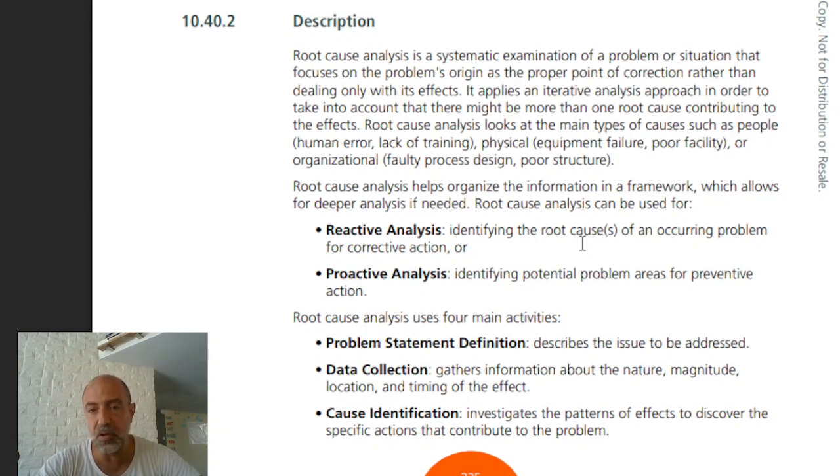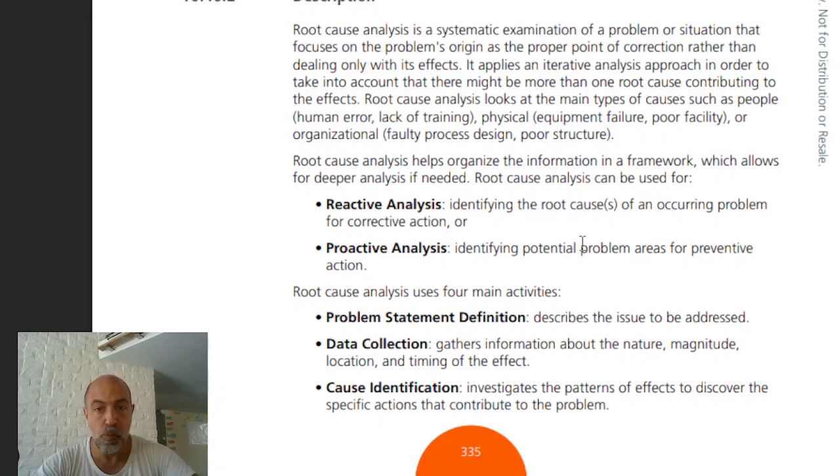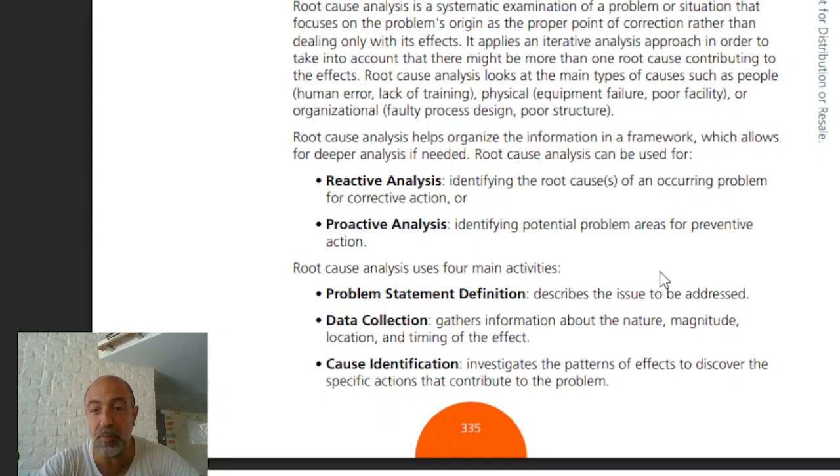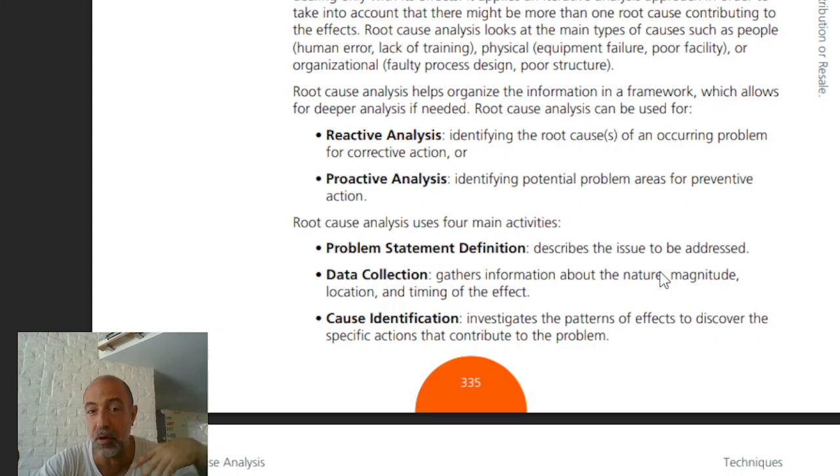Root cause analysis looks at the main types of causes such as people, human error, lack of training, physical equipment failure, or organizational faulty processes. It helps organize the information in a framework which allows for deeper analysis if needed. It can be used for reactive analysis, which is identifying the root cause of an occurring problem for corrective action, or proactive analysis, identifying potential problem areas for preventative actions.